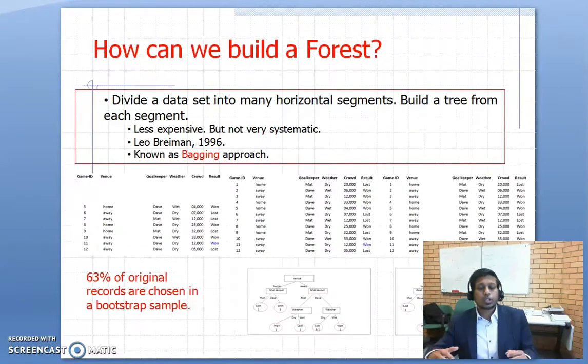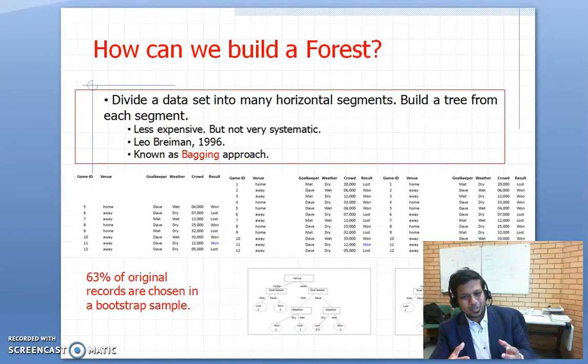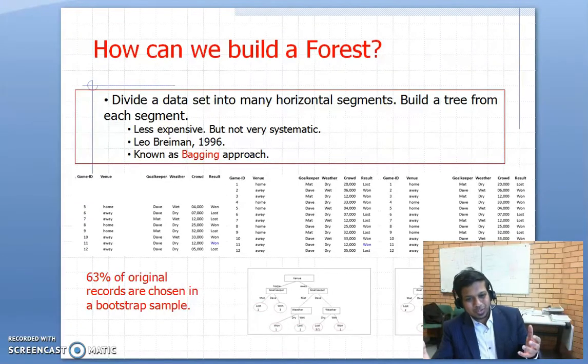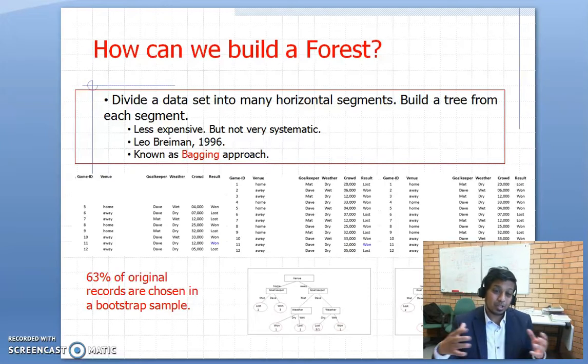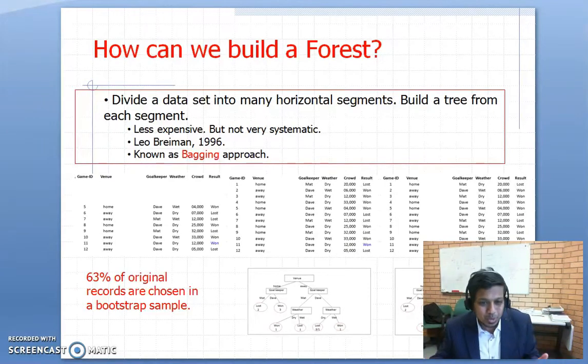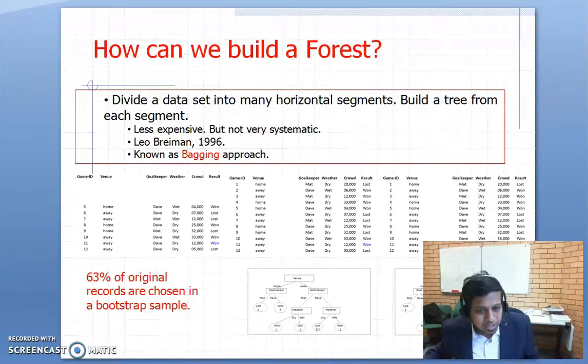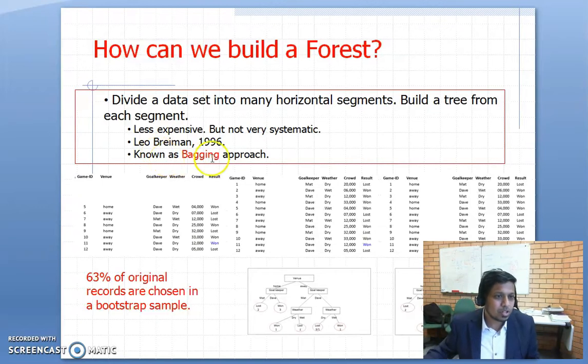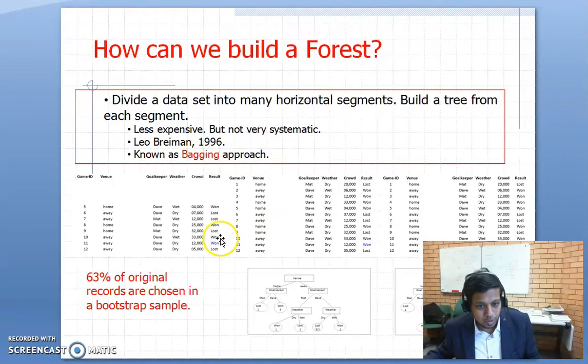Now, the question is, okay, we understand what is a decision tree. We understand how to use a decision tree, and we also understand what is a decision forest. But now the obvious next question is how to build a decision forest. Now, there are many existing techniques and approaches that can be used to build a decision forest. For example, bagging is a very well-known decision forest algorithm or technique that works as follows.